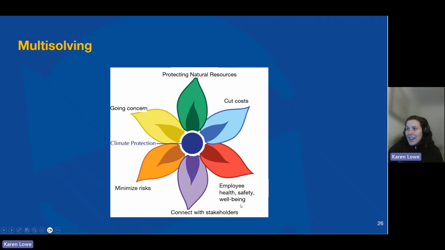Here's a big one, employee health, safety, and well-being. If your employees are not healthy, safe, and well off, especially in a world where there are better alternatives, then your business is definitely going to suffer for it. You want your employees staying there long term and being happy and working for you. Obviously, not just because of your competitive advantage or whatever, but it's just good to keep your employees happy. It's a good thing to do. So that's important to think about.